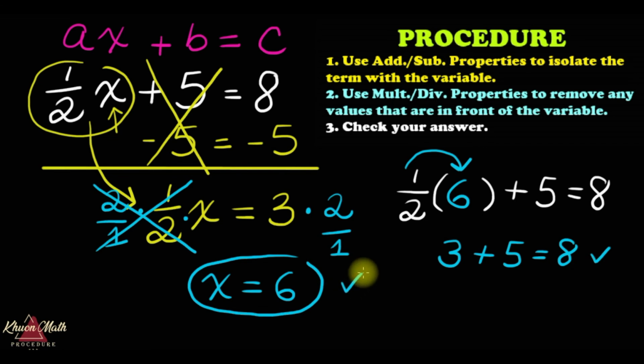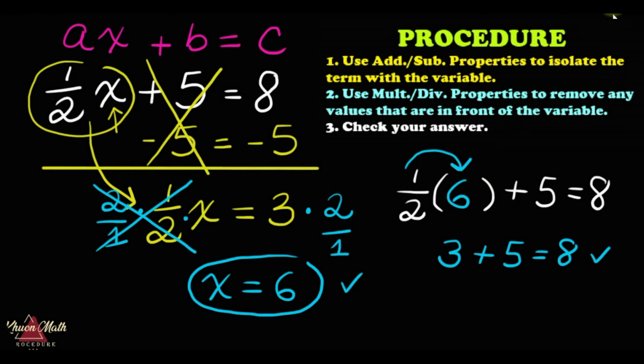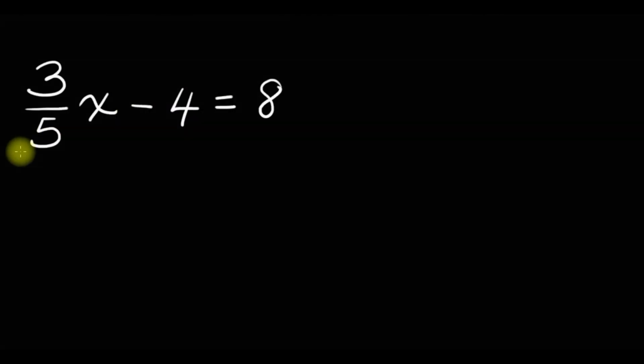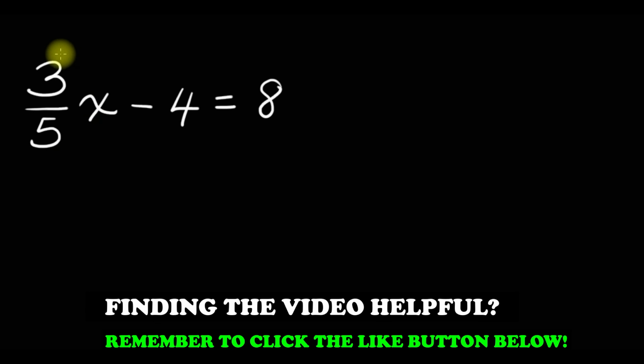All right, so that's how you solve an equation that is in the form of ax plus b equals c. Okay, let's take a look at another one. So we're solving an equation that is in the form of ax plus b equals c. And here we have it. So ax, the 3/5 is your a, plus b, the -4 is your b, and then the 8 is your c. And we're going to use the procedure to solve it.